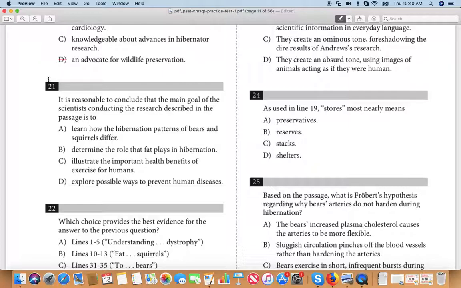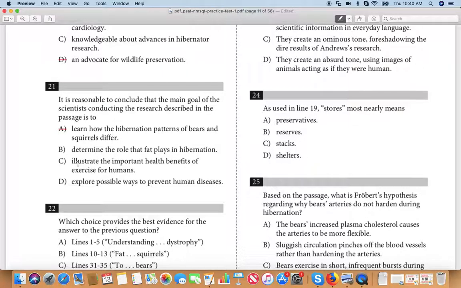Learn how the hibernation patterns of bears and squirrels differ. Is that the main goal of the scientists conducting the research? No, that's awful. It's just no. It's just nope. Go ahead and read answer choice B. Determine the role that fat plays in hibernation. Is that the main goal of scientists conducting research? No, it's not. It's part of the passage, but it's not the main goal. It's part, but it's not the main goal.